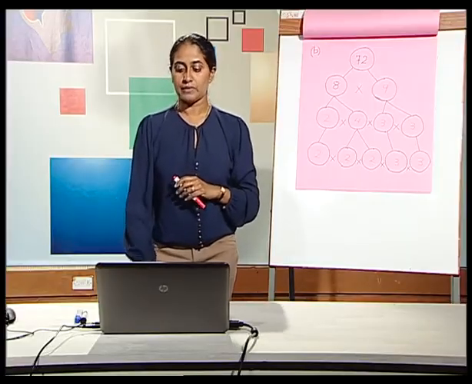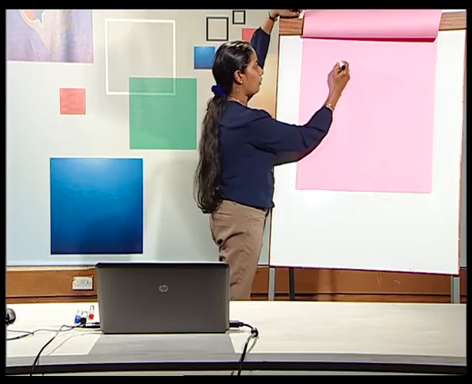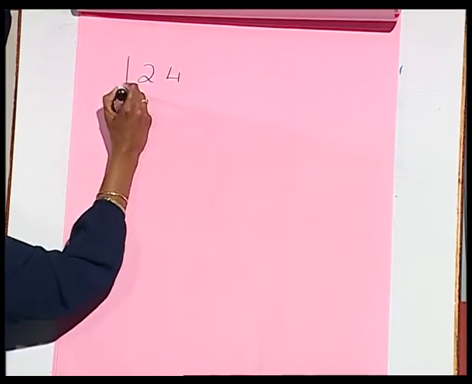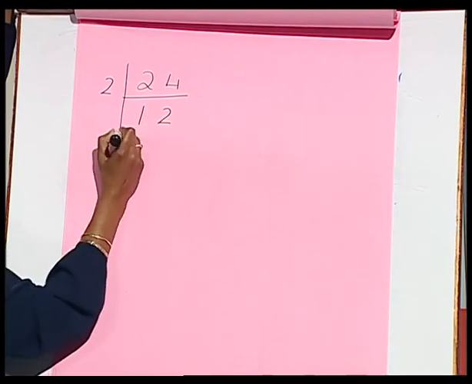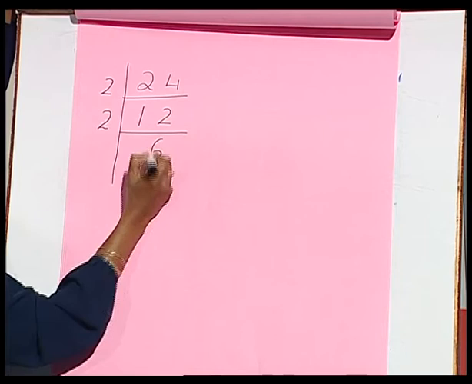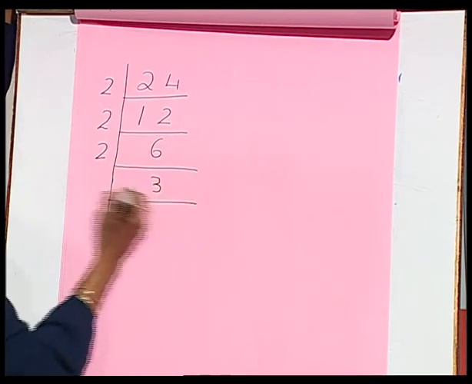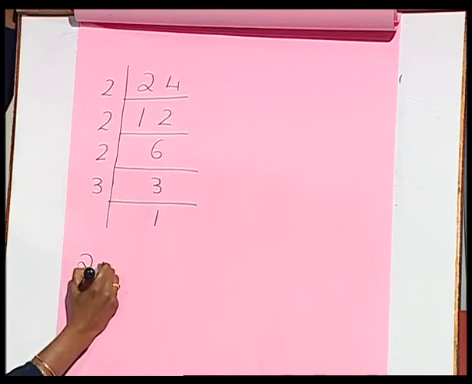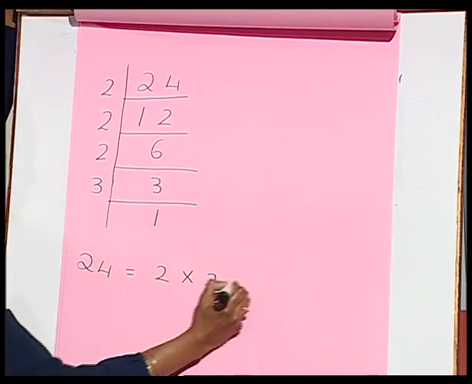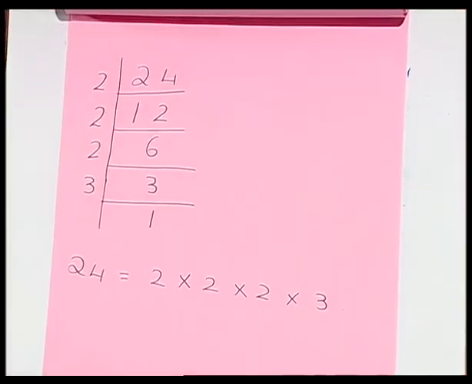The second method, using the division method. So I have to express 24 as a product of its prime factors. So using the division method means 24, I'm going to divide by prime numbers. So I start with 2. 24 divided by 2 gives me 12. 12 can be divided by 2. This gives me 6. 6 I divide by 2, I get 3. 3 can be divided by 3 to get 1. So I have to divide until I get 1. Now 24 can be written as 2 times 2 times 2 times 3. So these are the prime numbers, 2 and 3.